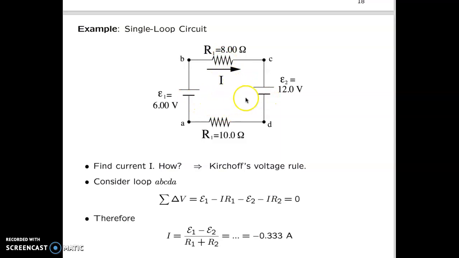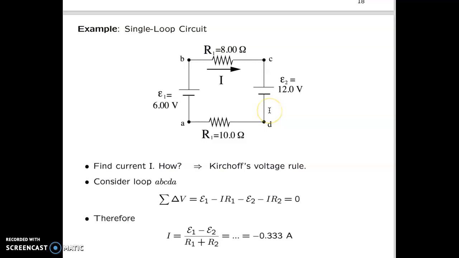Now, I want you to notice that the batteries are oriented so that one battery is trying to drive a current in one direction. The 6-volt battery is trying to drive a current that goes clockwise, out of the high potential terminal and around and back into the low potential terminal. This 12-volt battery is trying to do the opposite. It's pushing in this direction, out of the high potential terminal, counterclockwise, and into the low potential terminal.